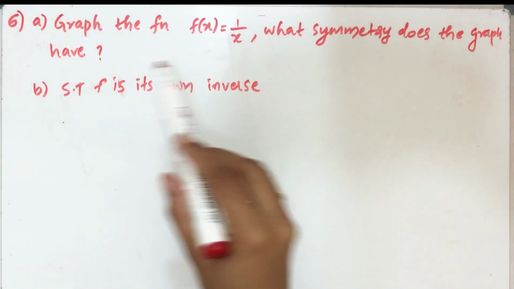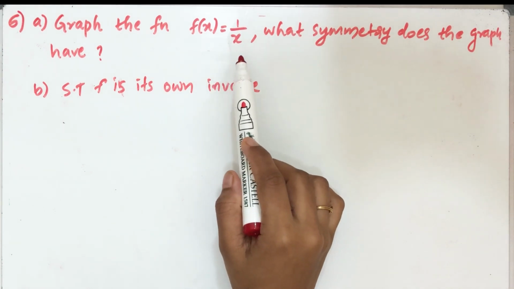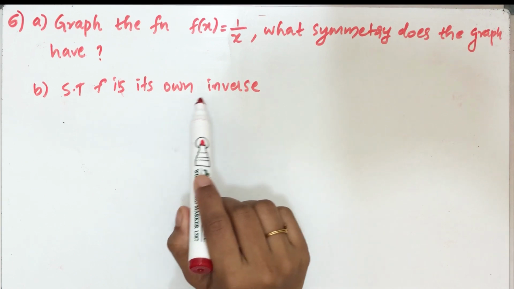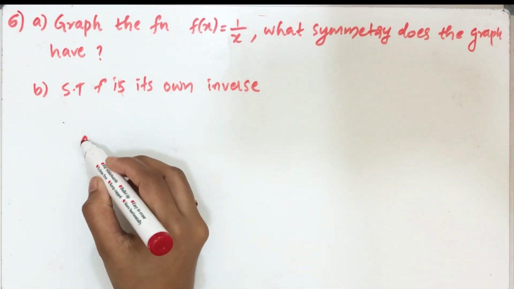Next question: graph the function f of x equal to 1 by x. What symmetry does the graph have? Show that f is its own inverse. So we can try to draw the graph.